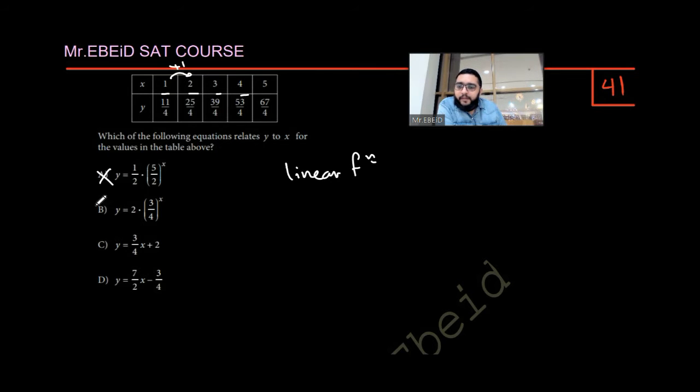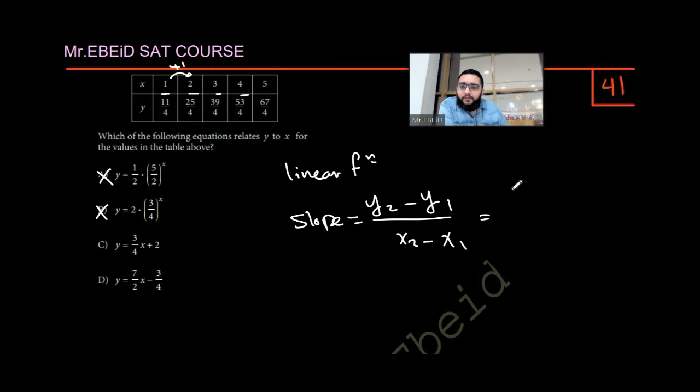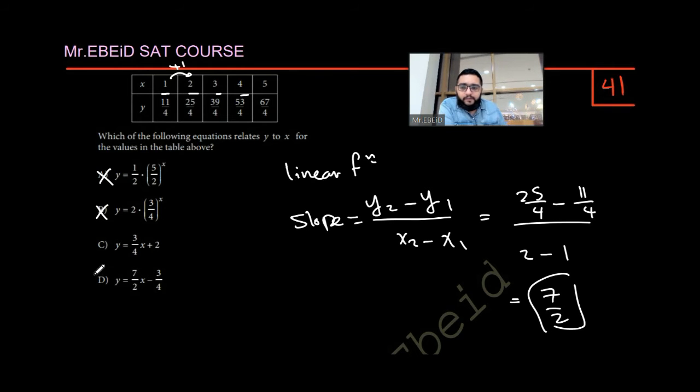From the choices we will cancel A and B because both are exponential. So let's find the slope from the table. As you know, the slope equals y2 minus y1 over x2 minus x1. So it will be 25 over 4 minus 11 over 4, over 2 minus 1. So the slope is 7 over 2. So the answer is D. As you know, the equation of the straight line is y equals mx plus b.